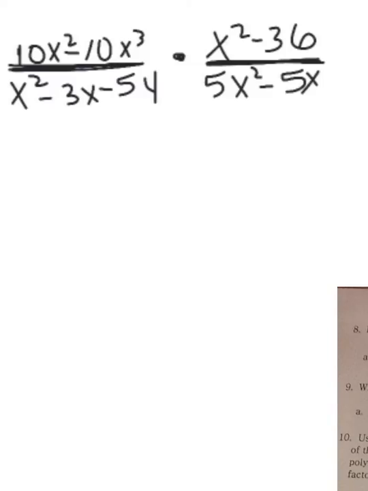All right, so number 11 is to simplify each expression. I am dividing, we are multiplying here. So I am going to factor the numerator and the denominator of each one of these fractions and simplify. In the numerator of the first fraction, I have 10x squared minus 10x to the third. I notice that there is a GCF, and the GCF is 10x squared. So I'm going to factor out 10x squared, and then I'm left with 1 minus x.